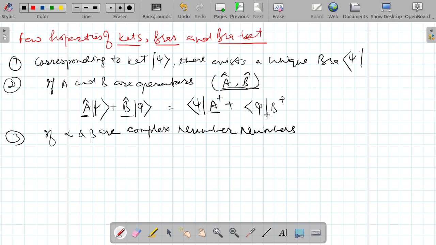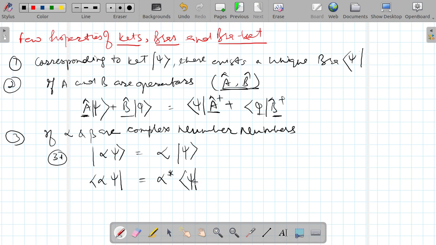Operators means they are matrices. They can be expressed in matrix form. So if alpha and beta are complex numbers, let us try to understand what will happen. Alpha psi ket can be written with alpha taken outside, right? And similarly, alpha psi bra vector is alpha star times the bra vector psi.